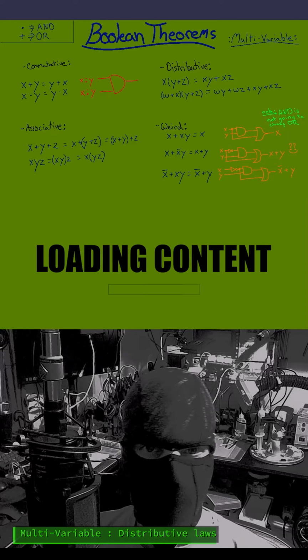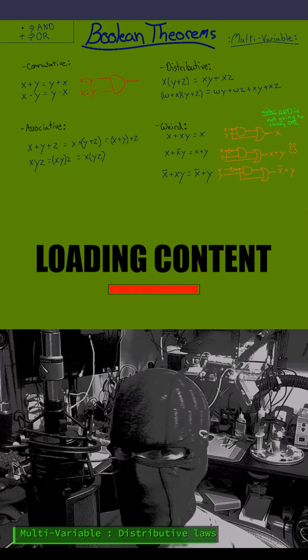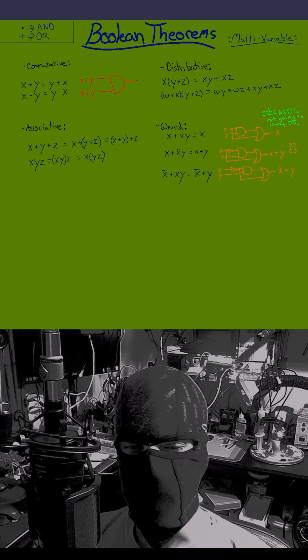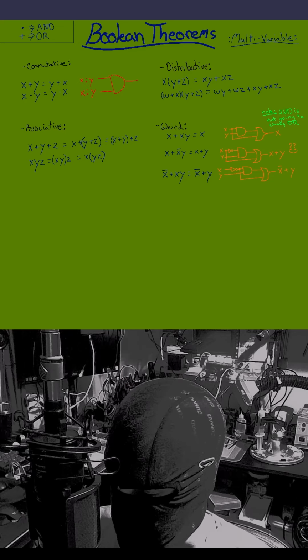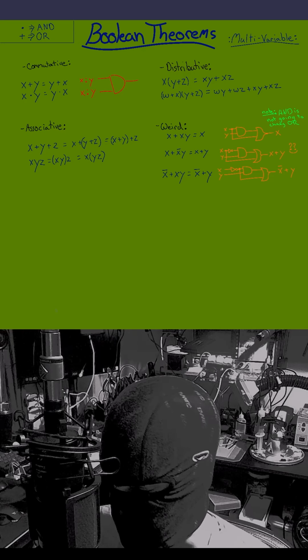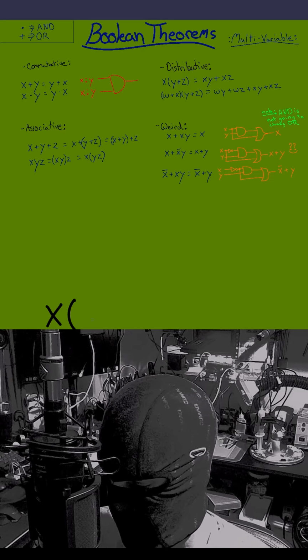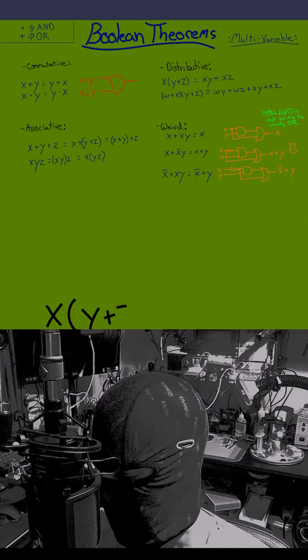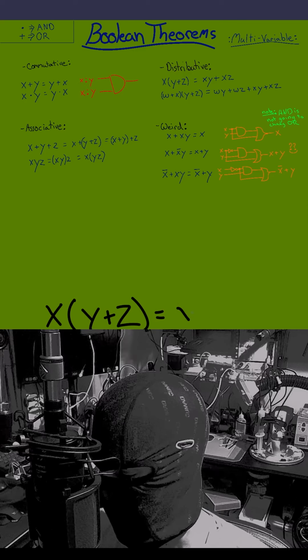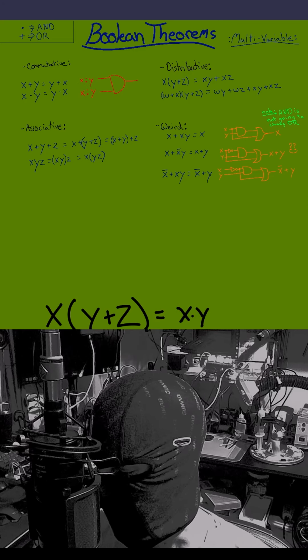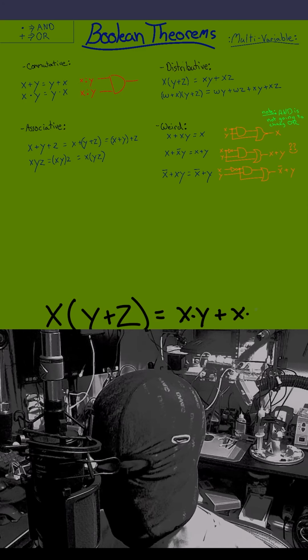We are going to look at distributive next, which should be familiar from algebra. It holds true just the same in Boolean theorem. Now, if we have an equation that looks something of this nature, where we have x and (y or z), that would be equivalent to saying we have (x and y) or (x and z).